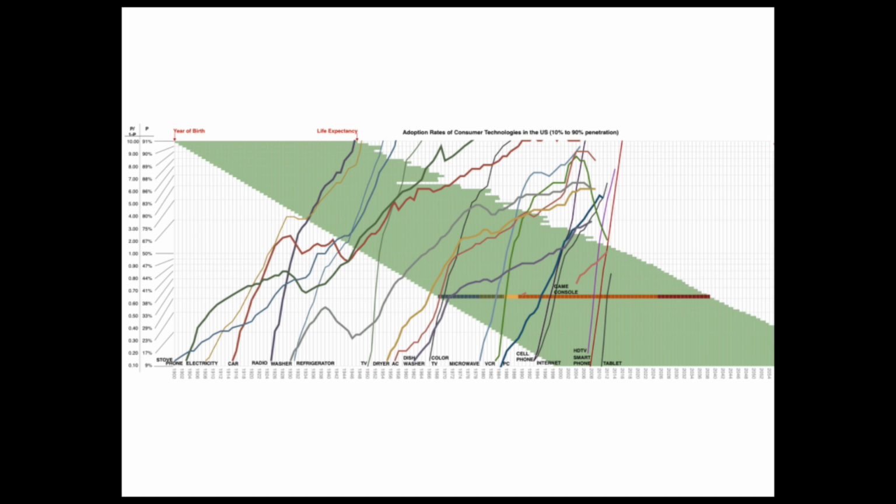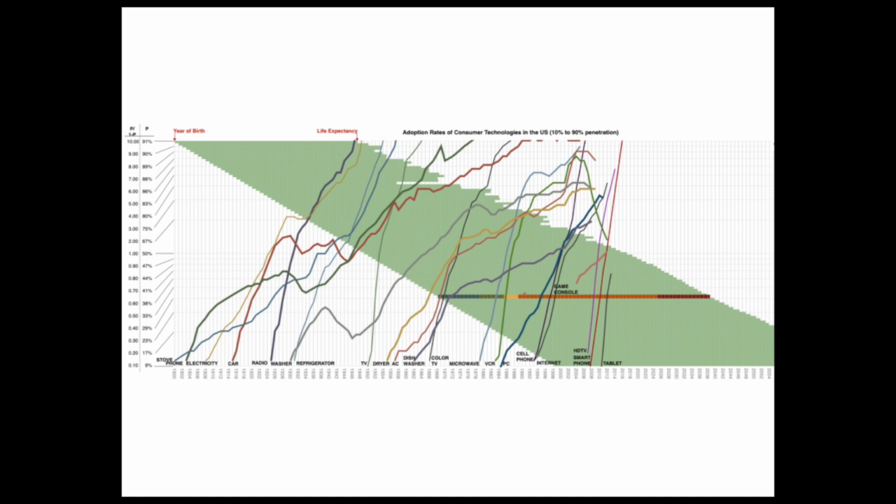And I'll zoom in in a second, but this is showing essentially 100 years' worth of technology adoption rates. So this is just showing the adoption. It's not showing how these drop off when new technologies come. If you look on the right there, we have things like the HD TV and the smartphone and the tablets.